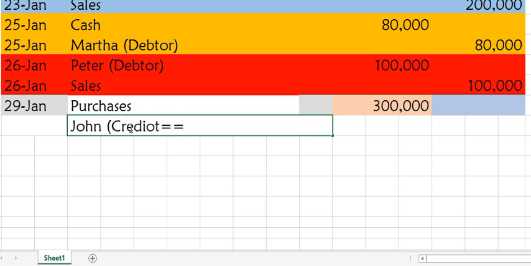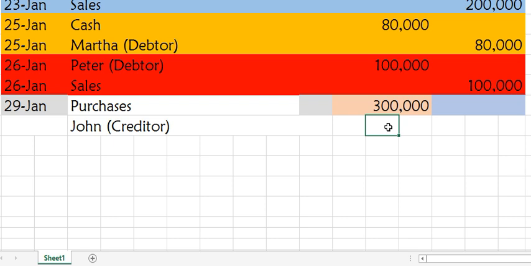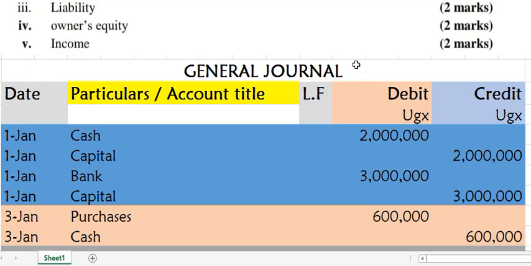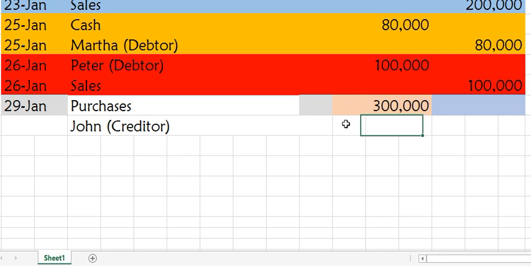So for credit transactions, you have to create either a creditor's account or a receivables, that is debtors, account. That is only if it's a credit transaction. If the transaction is cash, that will be the cash account. If it is sold by check, then that will be the bank account.